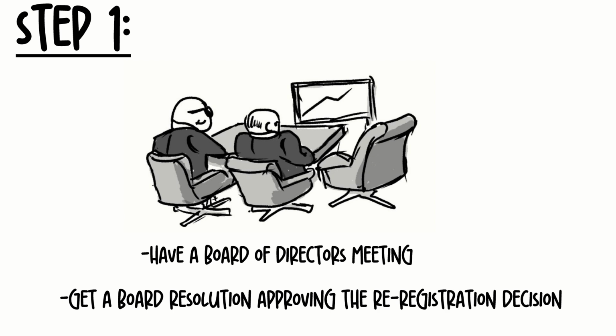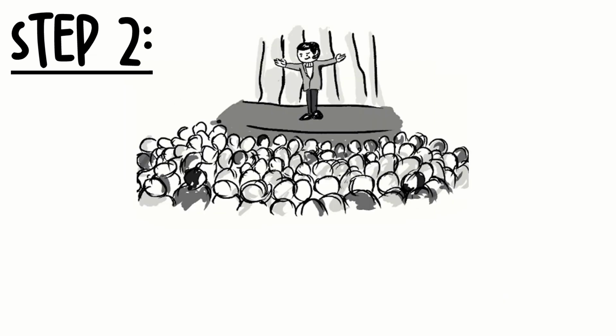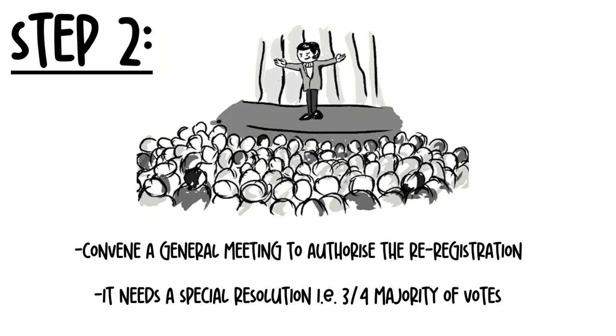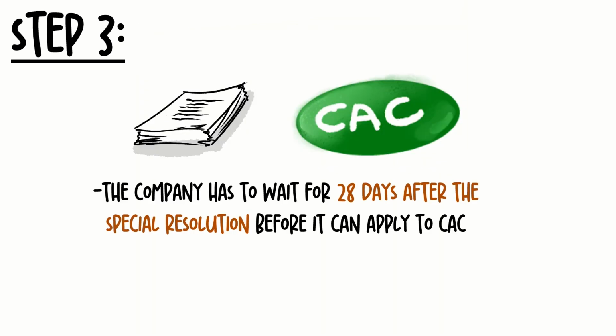After that board resolution, they would convene a general meeting. This is where all the members of the company and people who are entitled to attend the general meeting would come. When they come together, they would pass a special resolution, which is usually a 3/4 majority. When that special resolution is passed, this would authorize the re-registration process. After this special resolution has been passed, the company has to wait until 28 days have expired before making an application to CAC to approve the re-registration of the company as a private company.